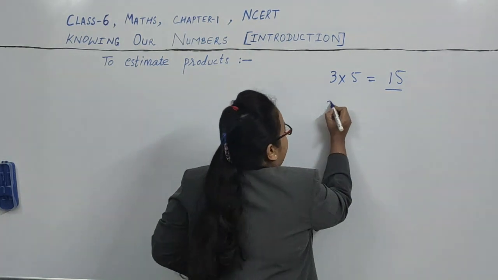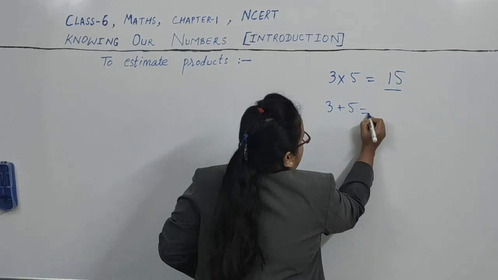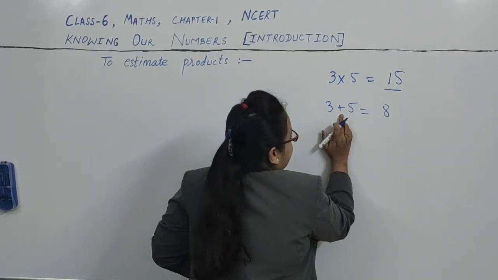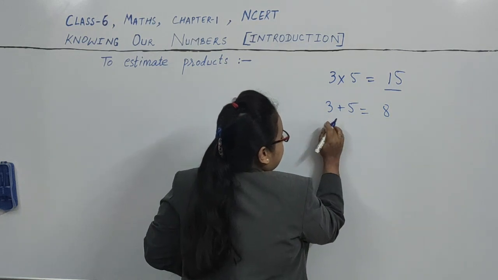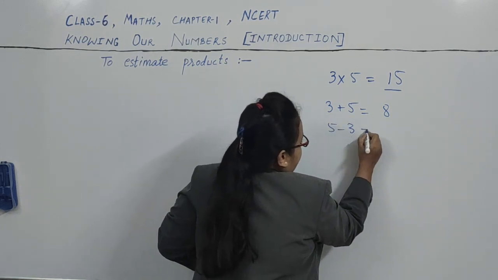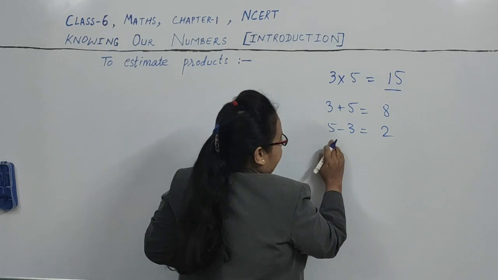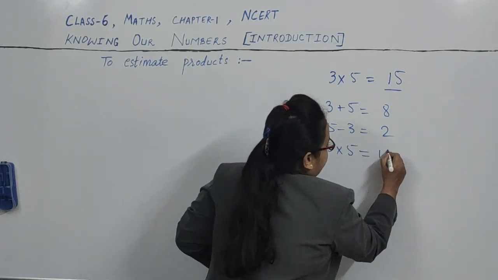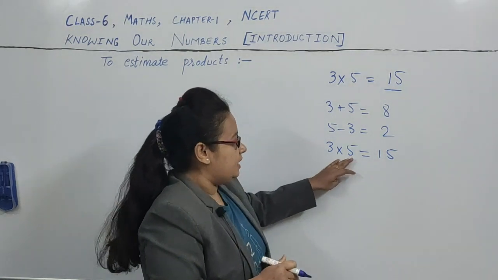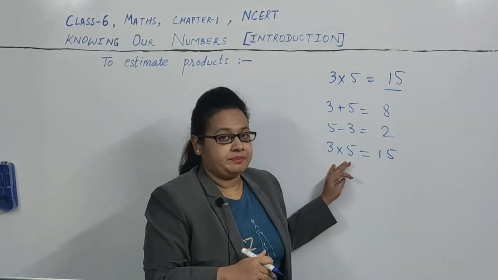Like the sum of 3 and 5 is 8. Sum means to add. The sum of 3 and 5 is 8. The difference of 3 and 5 is we have to subtract, and the product of 3 and 5 is 15. So the product is the result of multiplication.